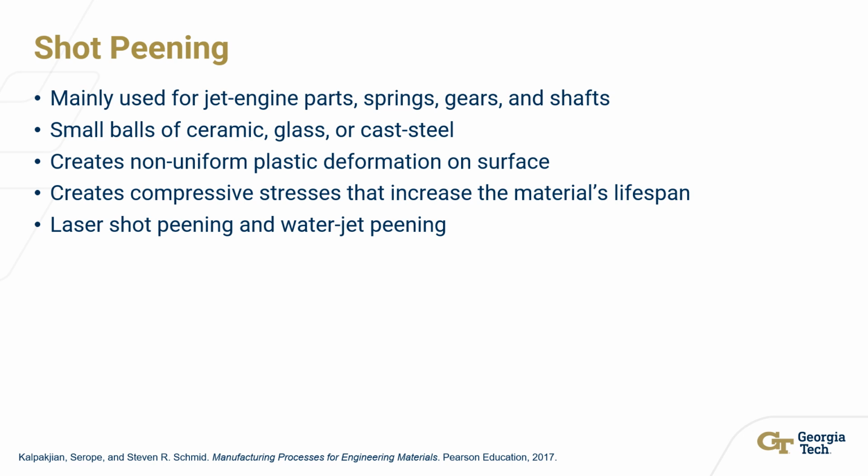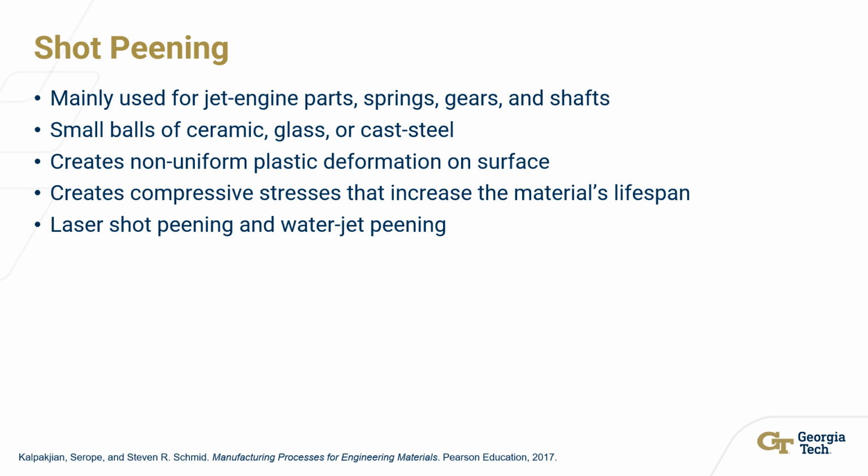Shot peening is used mainly on jet engine parts, springs, gears, and shafts. Small balls called shots are typically made out of ceramic, glass, or cast steel. The size of these shots is typically between 0.005 and 0.2 inches in diameter. These shots are fired onto a surface to create non-uniform plastic deformation. Typically, they create indents that are a maximum of 0.05 inches into the material.